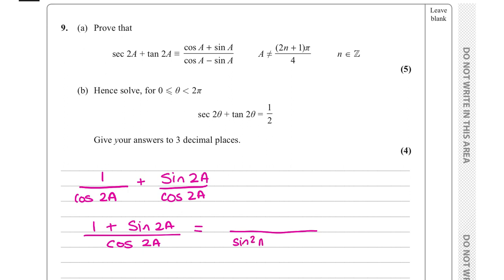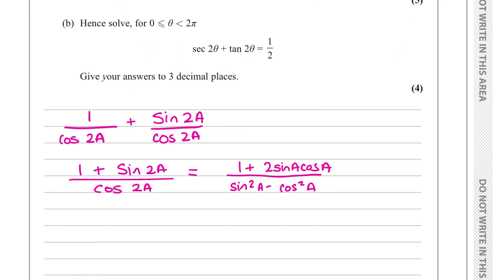Sine squared a minus cos squared a, okay? And then 1 plus, and I know that sine of 2a is 2 sine a cos a, okay? So these are the ones that I'm using so far. Now, from here, you're kind of thinking, oh, where do I go?